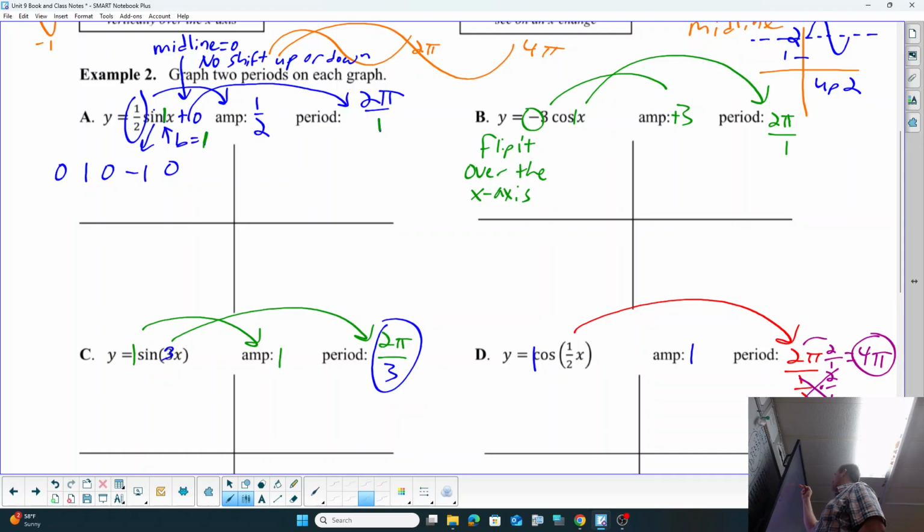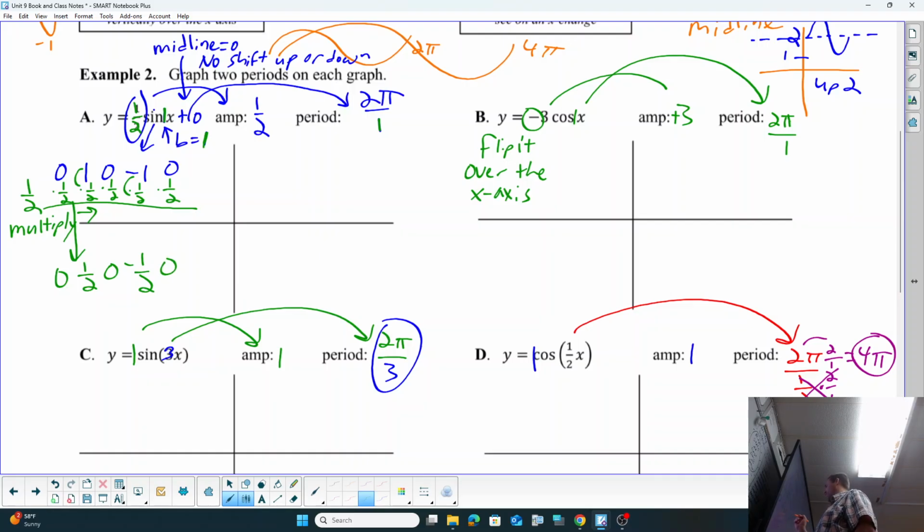Then we take our amplitude, which is 1/2, and we multiply it through. So that means times by 1/2, all the way through. So then this becomes 0. 1 times 1/2 is just 1/2. 0 times 1/2 is just 0. -1 times 1/2 is -1/2. And 0 times 1/2 is 0.